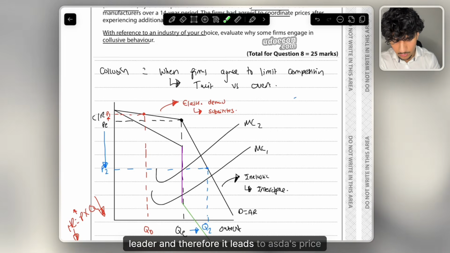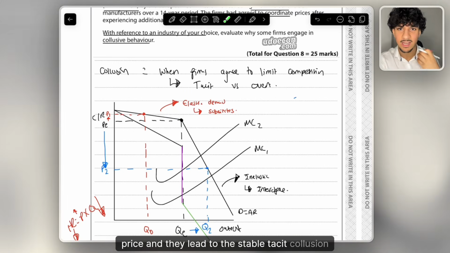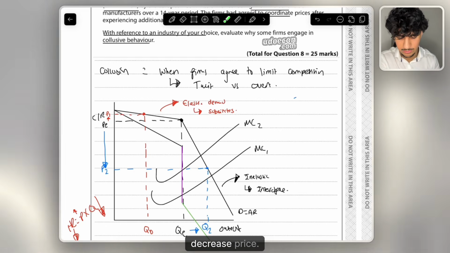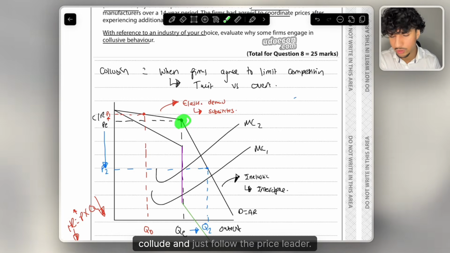and therefore it leads to price stability around Asda's price, that oligopolies do not change price, and they lead to the stable tacit collusion price. So in summary, firms have no incentive to either increase or decrease price. These are price leadership where firms tacitly collude and just follow the price leader.